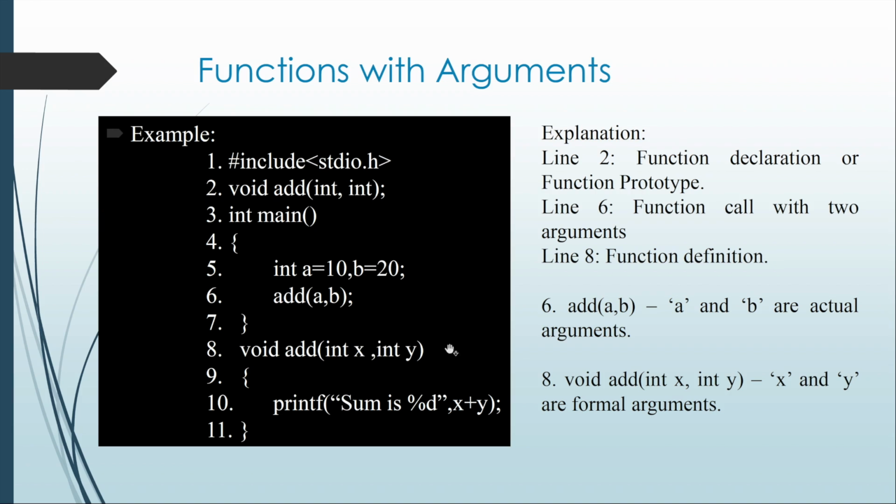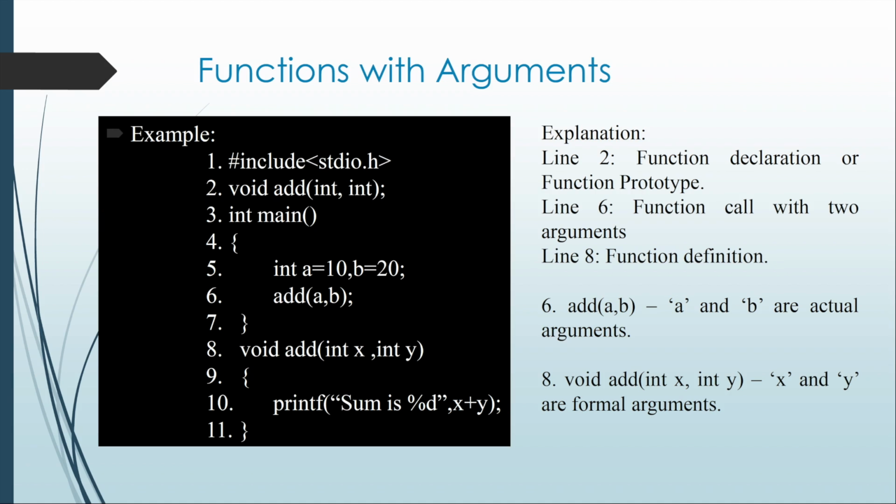Now the formal arguments, the arguments whatever we have in the function, are going to perform the task. So printf sum is %d, x plus y. So x plus y, x is 10, y is 20, so those values will be summed up and you will get the results. So this is how we have to use arguments in a program for a function.